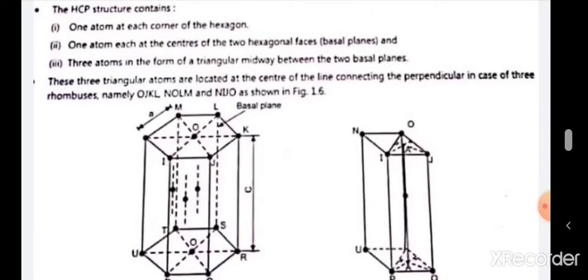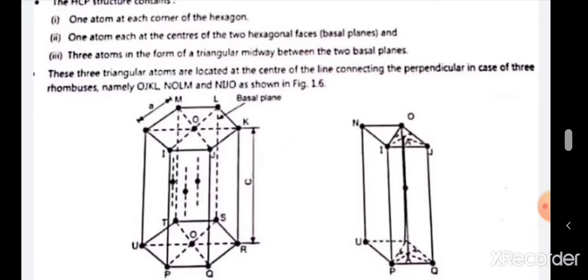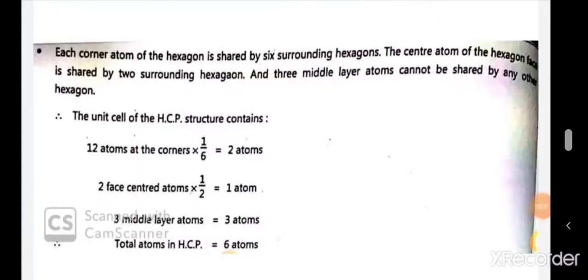So the total number of atoms in hexagonal close pack structure will be 1 at corner, 2 at the center of faces, that is the top face and bottom face, and 3 atoms at the midway of the triangular face. So the total number of atoms in a hexagonal close pack structure will be 6. As we already learned in the above slide, the total number of atoms in hexagonal close pack structure will be 6.